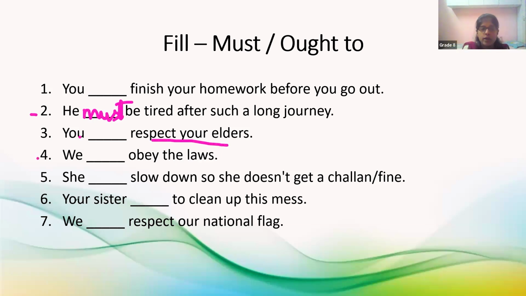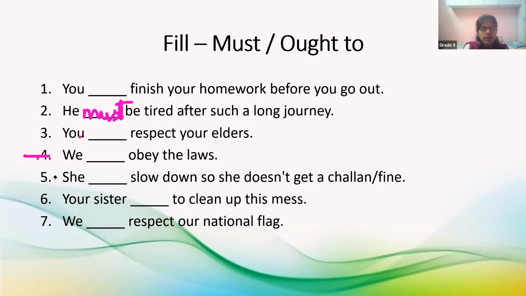Okay, fourth one. We dash obey the laws. We must obey the laws. Must obey the laws. Okay. This is done.